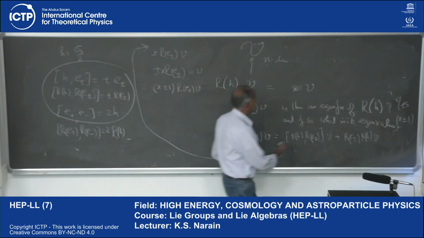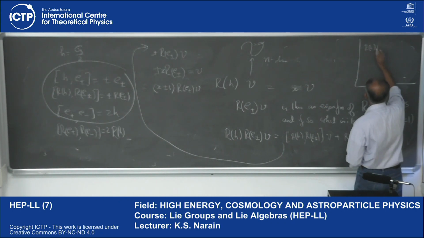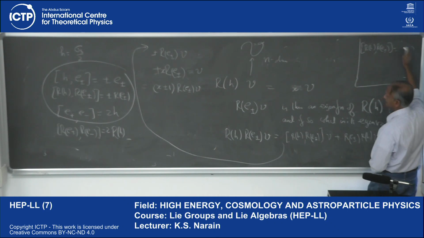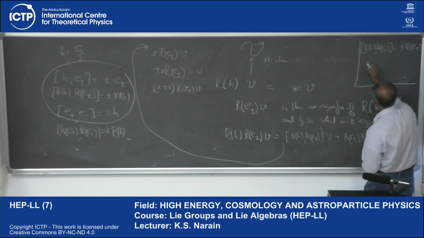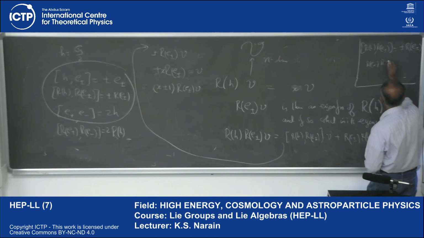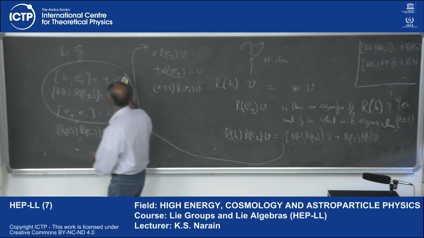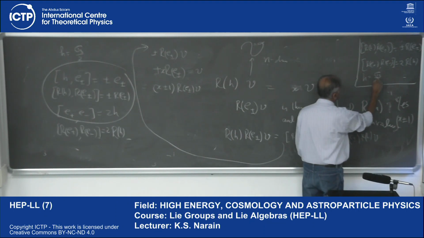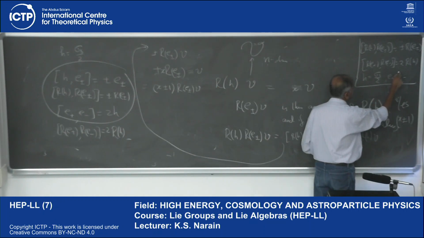Maybe this algebra I will write here. So the algebra was RH with E plus minus, commutator is plus minus E plus minus, and E plus, E minus commutator is 2 RH. There's also, remember, this H is sigma 3, and E plus minus is sigma 1.